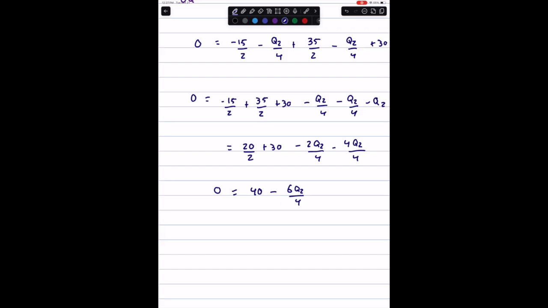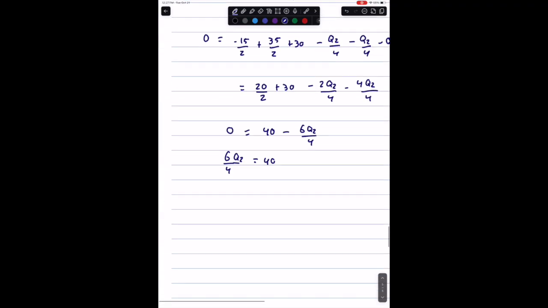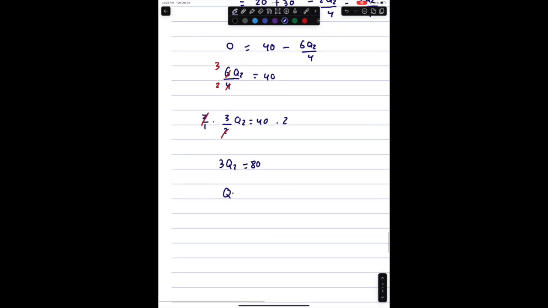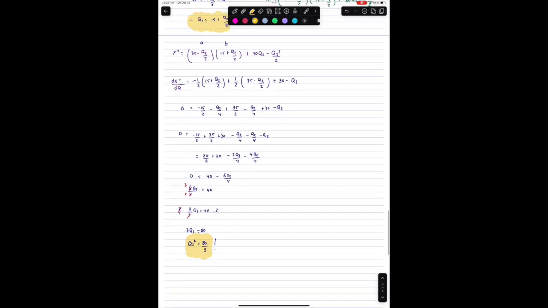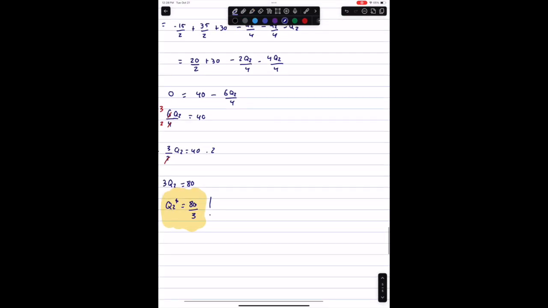We're going to move the 6q2 over 4 to the other side. So 6 over 4 q2 is equal to 40. We can simplify this to 3 over 2, so 3 over 2 q2 is equal to 40. If we multiply both sides by 2, which is just 2 over 1, this cancels, and we're going to get 3q2 is equal to 80. Finally, q2 star is equal to 80 over 3. There we go. We found q2 star, finally. It's a lot of math, but we found it.